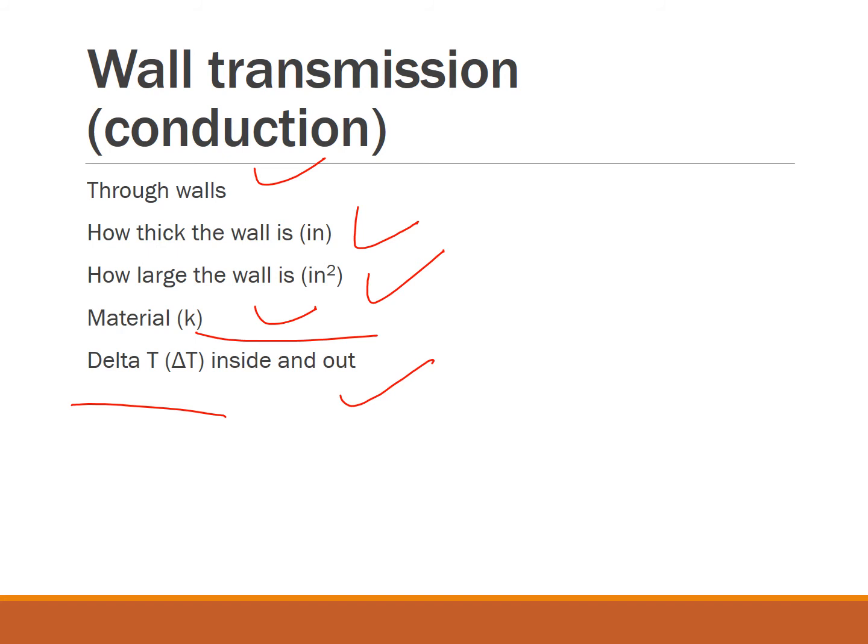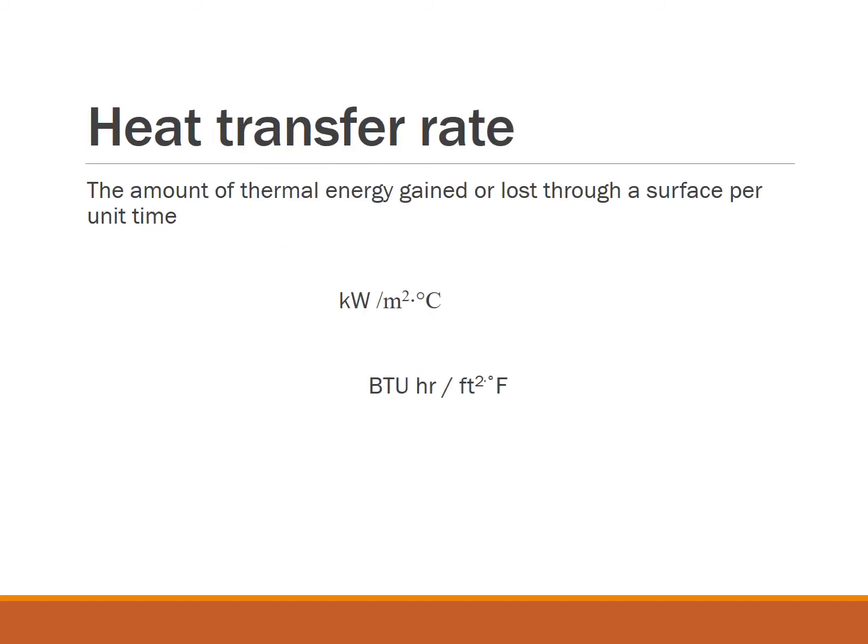K is the thermal conductivity, which is a property of the material itself. We are not going to look into that too much, but I would like to explain the relationship of the material thermal conductivity. And again, you don't have to remember this. This is just to help you understand. This is the rate of heat loss.